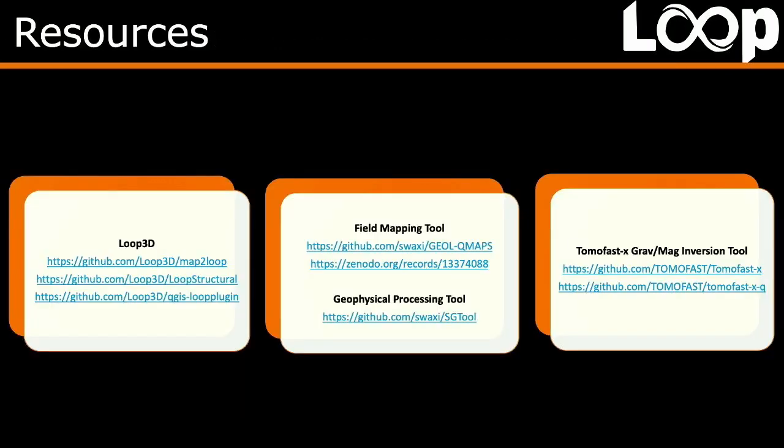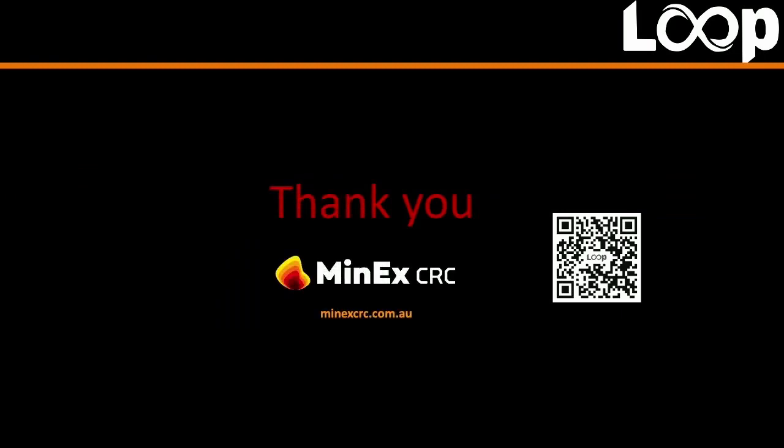Otherwise, the resources we've got for you are available here. So I have 3 categories. This is for building 3D models or extracting digital data. This is for field mapping. And then for the geophysical tools, this one is for processing, and this one is for the microgravity inversions. There is quite a lot of work that has been done for this. And I think I should stop there.